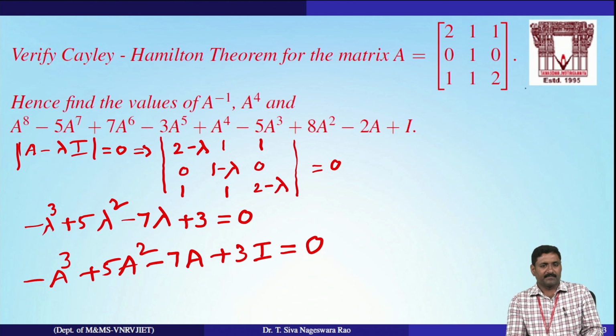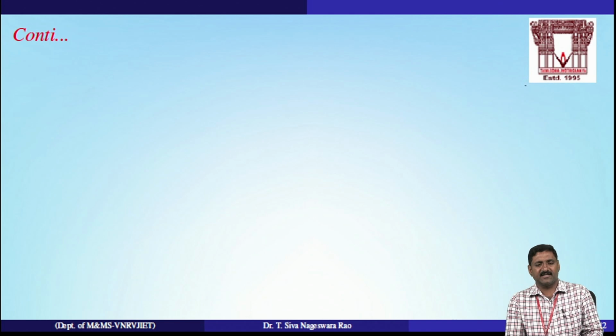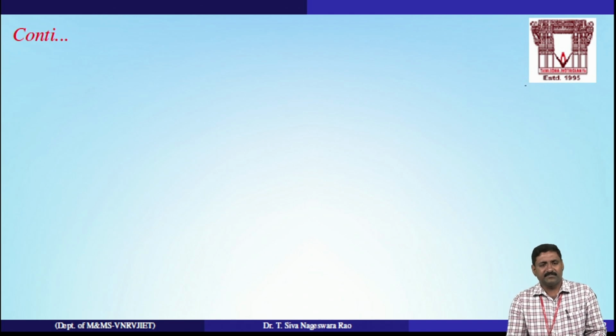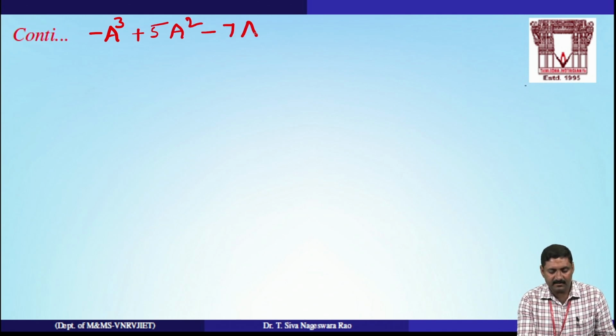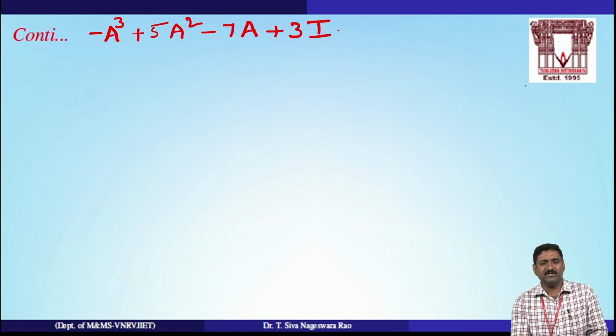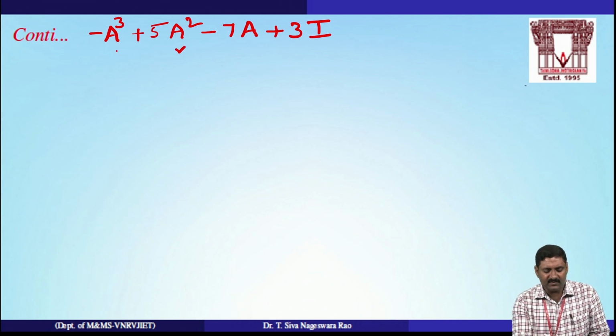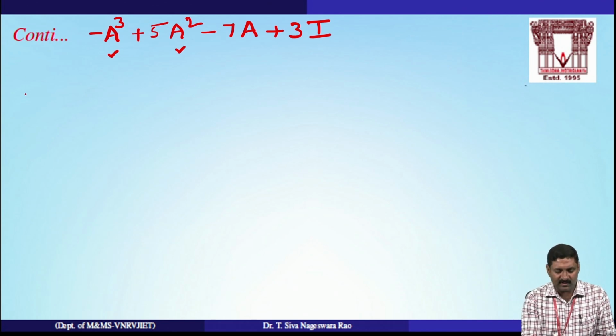Now this is the matrix equation we calculated. I am going to consider the LHS part. Now what is the LHS part? Minus capital A cube plus 5A square minus 7A plus 3I. Now I am going to find the A square value and A cube value. Anyway, capital A is given. I is the identity matrix of order 3 by 3.